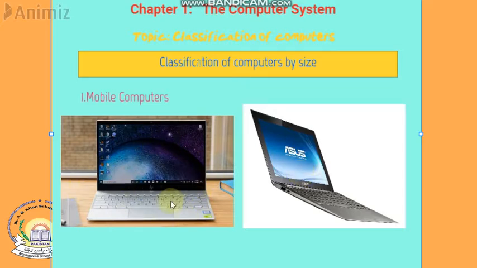Laptops are still huge and still heavy, but an ultrabook is a small book, as you can see in this picture as well. So these are the types of laptops. Now we're going to see the types of tablets.